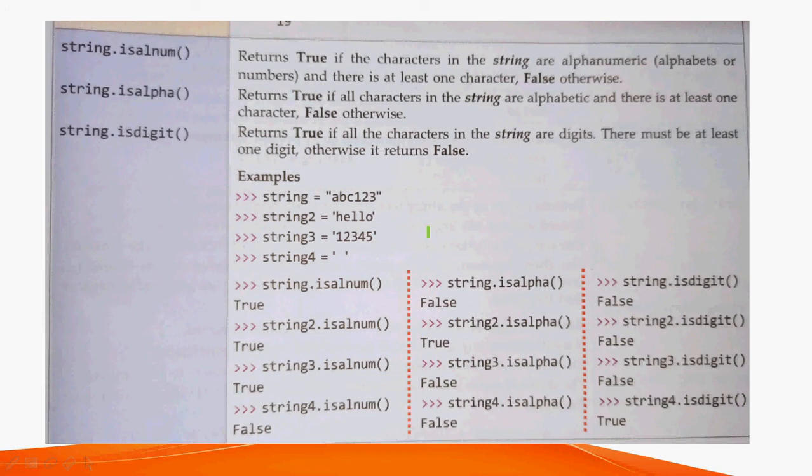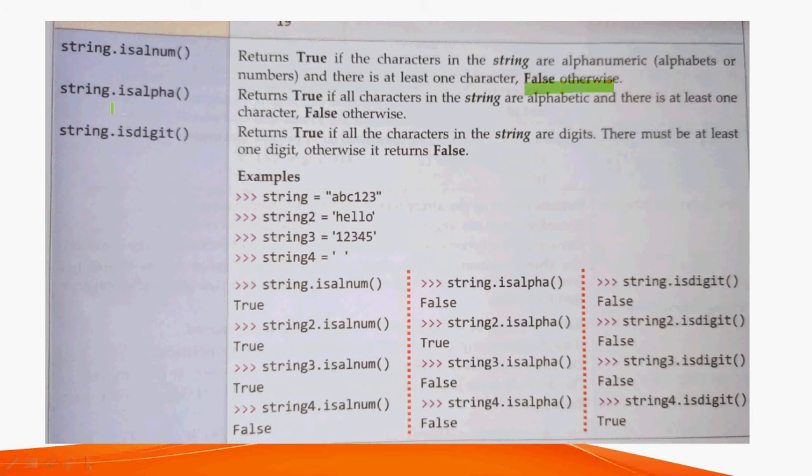This function returns true if the characters in the string are alphanumeric. All the characters in the string should be alphabet or numeric; no other types are allowed in it. So, if there is any other type in the string, then it will return false. It only allows alphabets and numerics in the string.